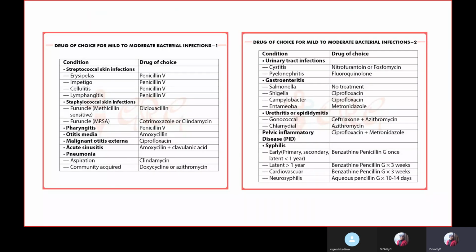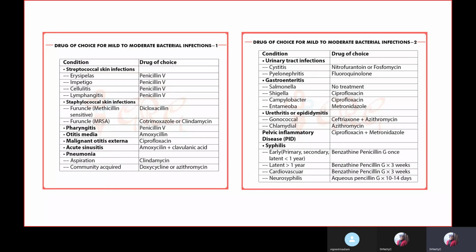Next, the drug of choice for various conditions. If there is any streptococcal infection, the drug of choice is penicillin. For staphylococcal infection, it is dicloxacillin. For pharyngitis, again it is penicillin. In case of pneumonia, it is clindamycin or doxycycline. For any UTI, it is fluoroquinolone. For gastroenteritis, it is ciprofloxacin.